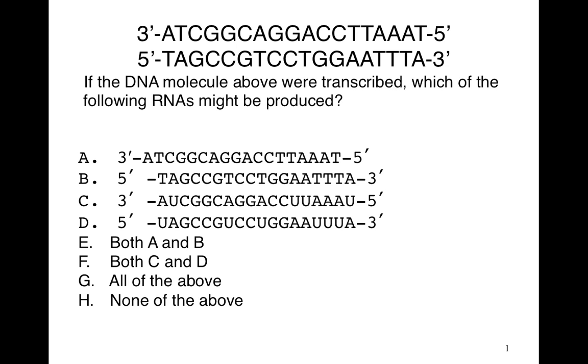Okay, to see if you understand transcription, here is a question for you. If the DNA molecule above were transcribed, which of the following RNAs might be produced? You may want to pause this for a minute while you think about it. But what I want you to remember is that RNA molecules must be complementary and anti-parallel to the DNA template strand. Also, they must use uracil instead of thymine.